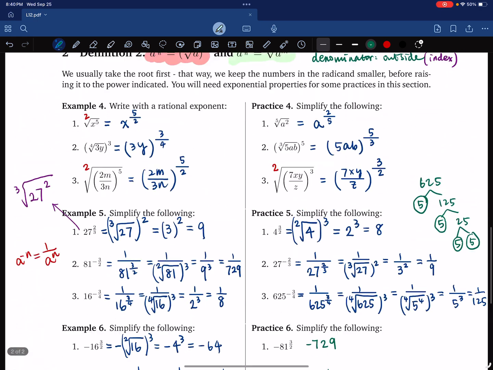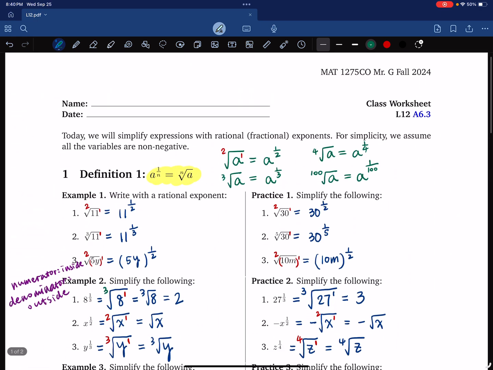And that's pretty much this handout about rational exponents.